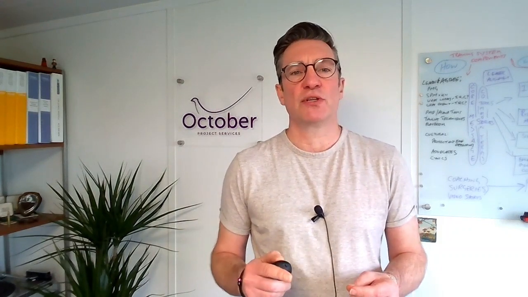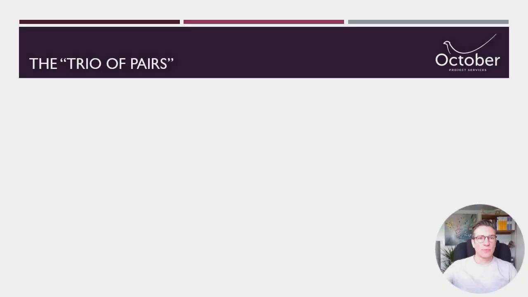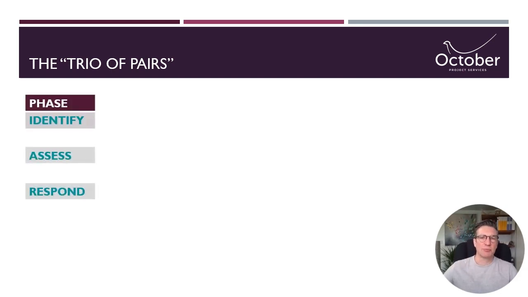I'm going to introduce you to the practice of managing risks in pairs, specifically a trio of pairs. So imagine that you are workshopping your project's risks. You will likely have a risk log template that splits the risk into 3 phases: identification, assessment, and response. It is these 3 phases where I apply the pairing.